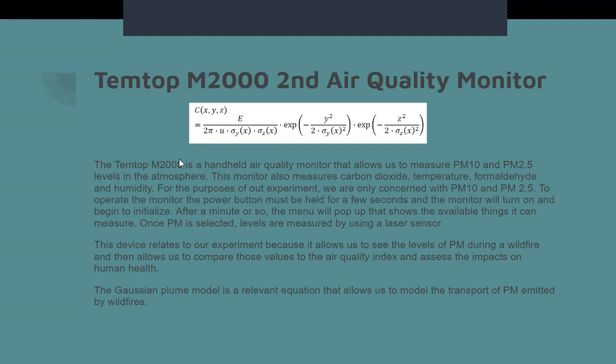You can measure it for as long as you want to. It'll just read until you turn it off. This device relates to our experiment because it allows us to see the levels of particulate matter during a wildfire, which is probably the most visible component. Something that people associate with wildfires is the blocking of vision and the haze. The important thing about this device is that it's going to allow us to compare those values to the air quality index and assess the impacts on human health.